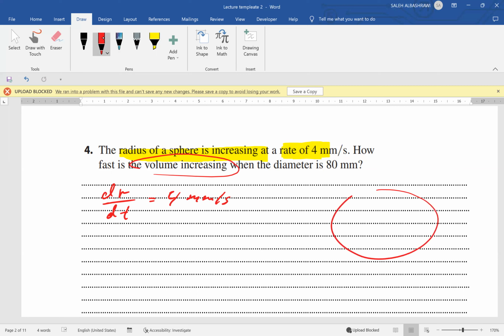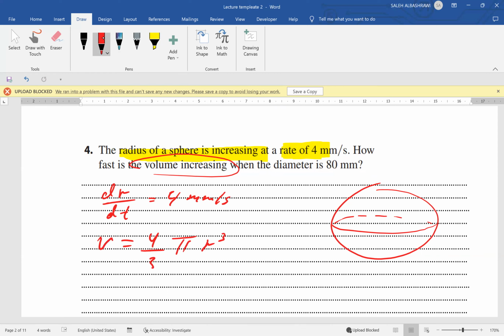And the question says that how fast is the volume increasing. So I have a sphere. Sphere means like a ball. And I need to find how fast is the volume increasing. So in the first step, I have to write the equation or the formula for the volume. Volume of the sphere is given by 4 over 3 pi r to power 3. This is V equal to 4 over 3 pi r to power 3.